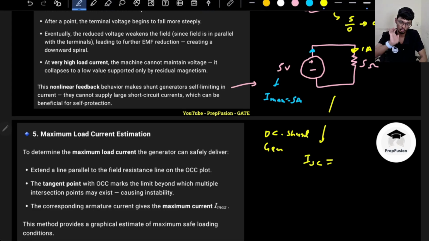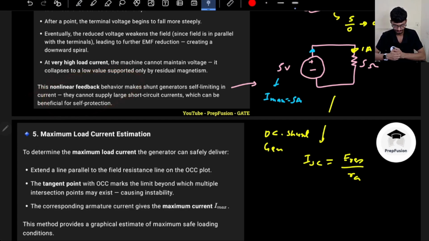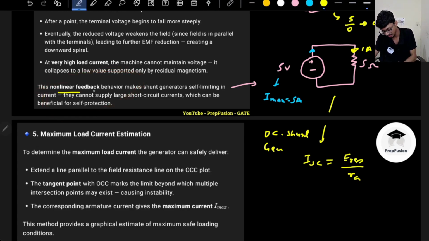It will not go to a higher current, it will just limit its current to E residual upon R upon RA, right? So that is the advantage of the DC generator. It behaves as a non-linear feedback.